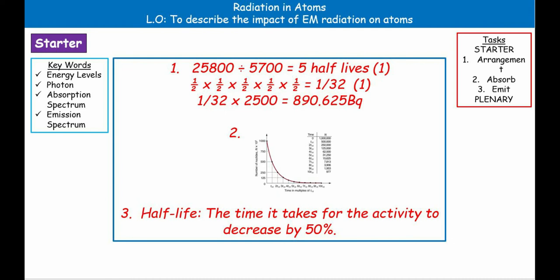give yourself a tick for that one. And then finally, our definition of half-life is the time it takes for the activity to decrease by 50%, or the time it takes for the activity to reduce by half. Something along those lines gets you your mark there. So add it up, we've got a maximum of 5 there, so give yourself a score out of 5.